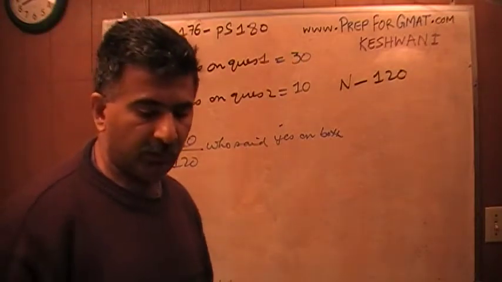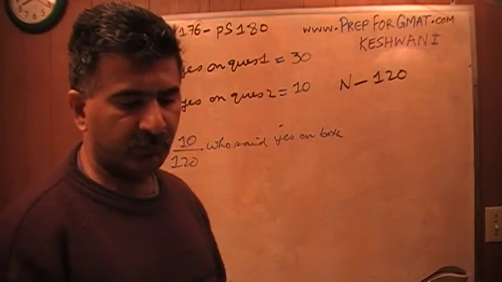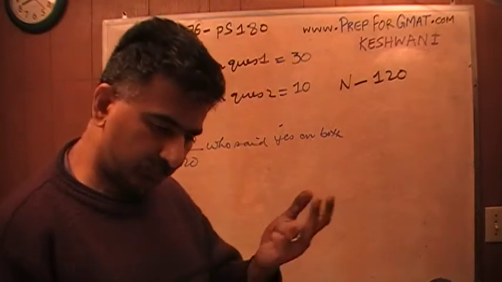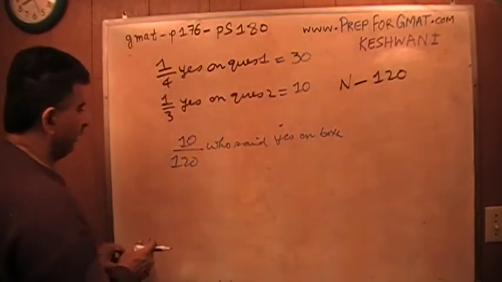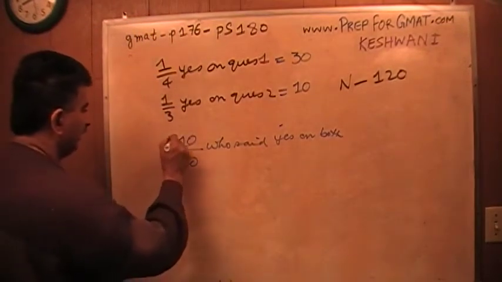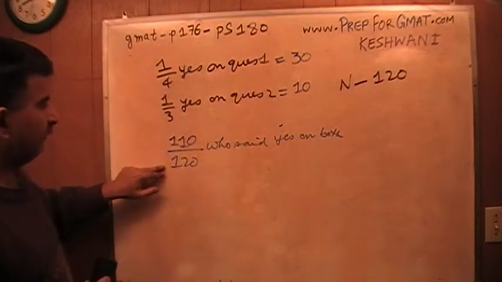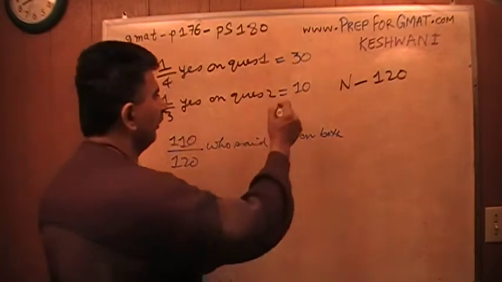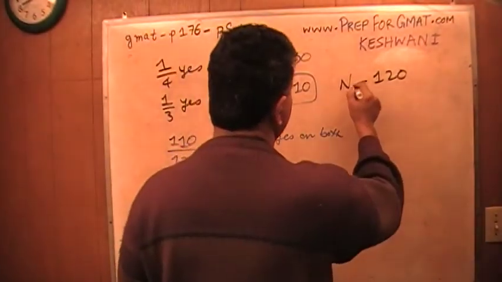Let's see how they phrase the question. Which of the following expressions represents the number of people interviewed who did not say yes on both? There you go. The people who did not say yes on both is not 10 out of 120, but rather 110 out of 120. The remaining, if there are 120 people, 10 people said yes on both questions.